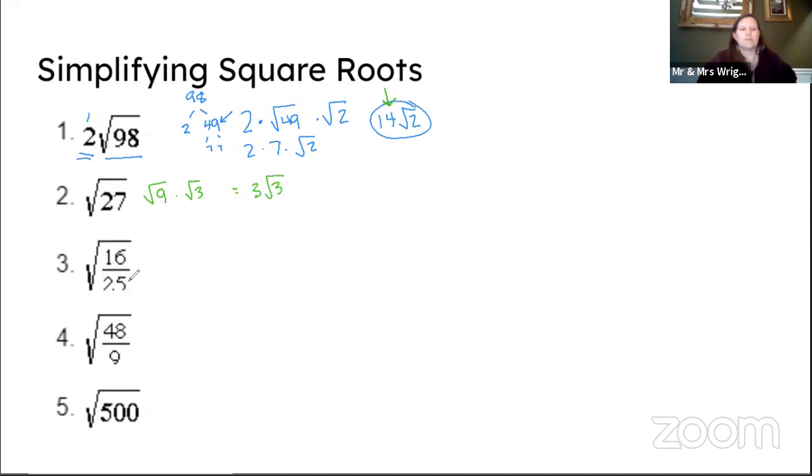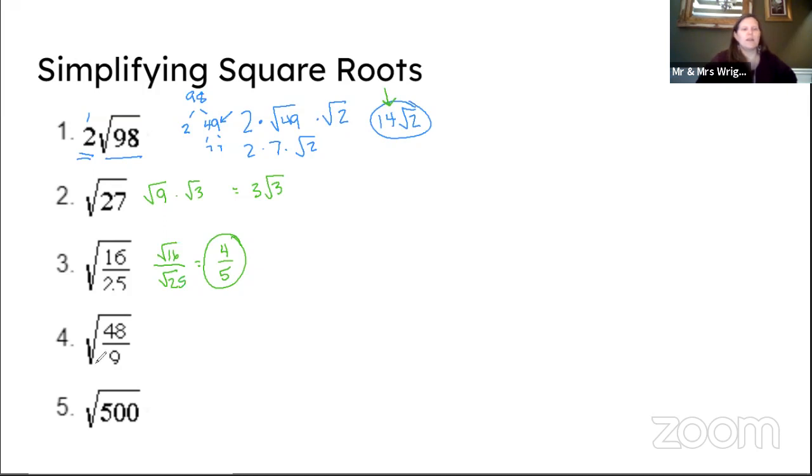Okay, so now this one, I know I can break it up into square root of 16 over square root of 25 because I know those are perfect squares. Square root of 16 is 4 over square root of 25 is 5. So my answer is 4 over 5. I forgot to change numbers that time. Sorry. Here we go with the new color.